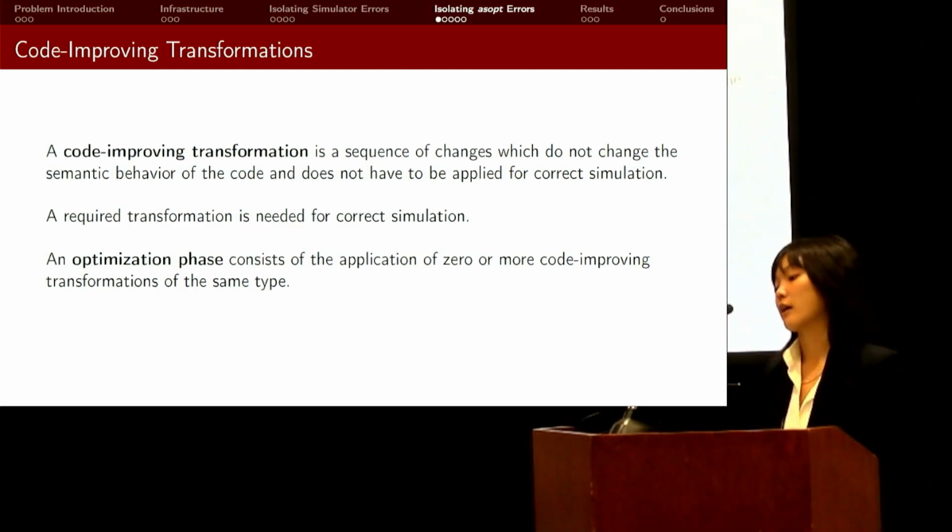Now let's talk about isolating some errors with the assembly optimizer. Before we do this, I'm going to describe a couple of terms that we'll be using, just to make it very clear what exactly we mean when we say these terms. A code-improving transformation is a sequence of changes which do not change the semantic behavior of the code and does not have to be applied for correct simulation. On the other hand, a required transformation is needed for correct simulation. An optimization phase consists of the application of 0 or more code-improving transformations of the same type.